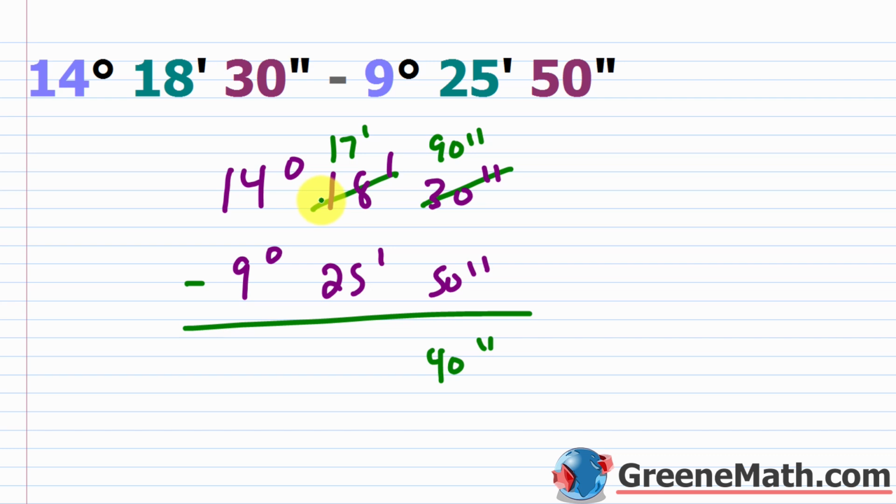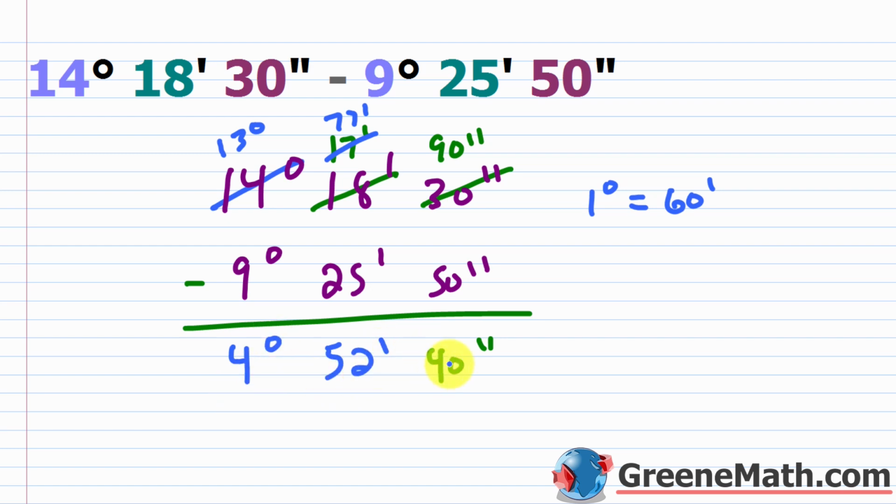Then when I get over to this column here, I've got to do the same thing again. So I've got to borrow. I'm going to borrow here and put this as a 13 degrees. And remember, if I think about 1 degree, it's equal to 60 minutes. So I'm going to add 60 to 17. That's going to give me 77, so 77 minutes. And then 77 minutes minus 25 minutes is going to give me 52 minutes. So now I move into my leftmost column. I have 13 degrees minus 9 degrees. That's just going to be 4 degrees. So my answer here will just be 4 degrees, 52 minutes, and 40 seconds.